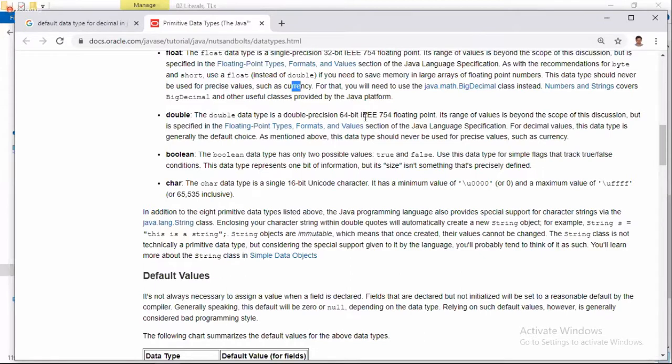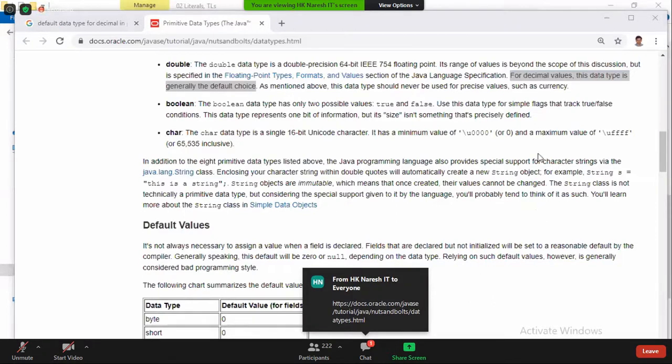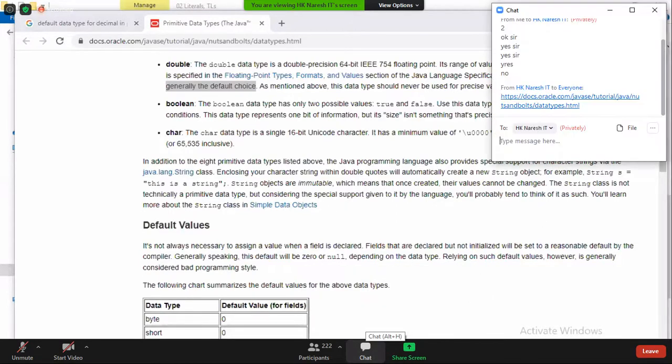The double data type is a double-precision floating point, and its details are in the same Floating-Point Types, Formats, and Values section, for decimal values. Look at that again. What is coming there? For decimal values. This data type is generally the default choice. So just follow this article once in your free time. Please read. So decimal values, floating point numbers, also called what? Decimal values. So the default decimal data type is double.